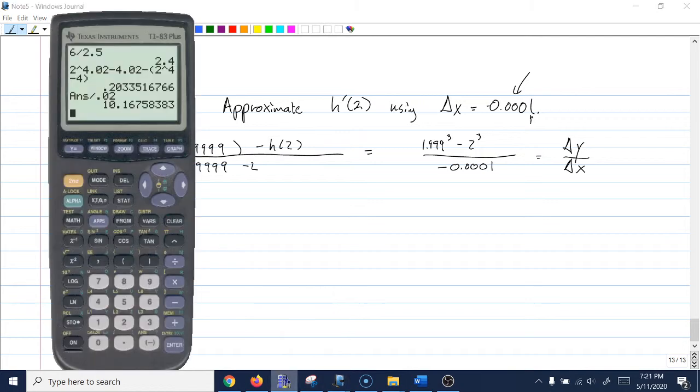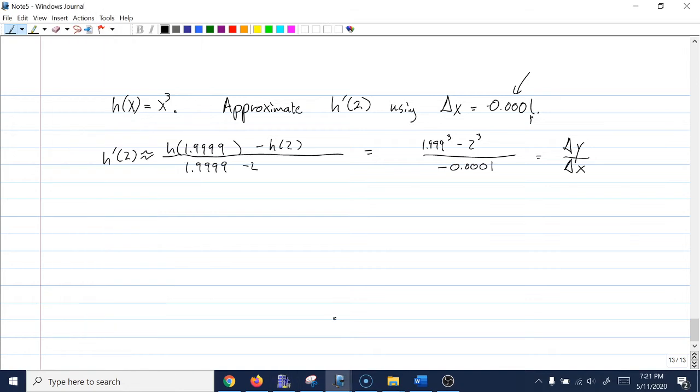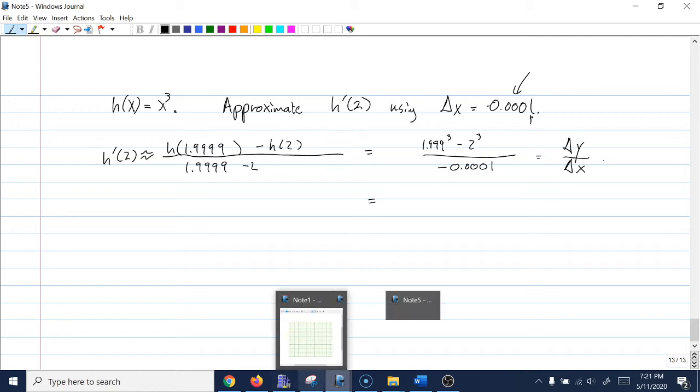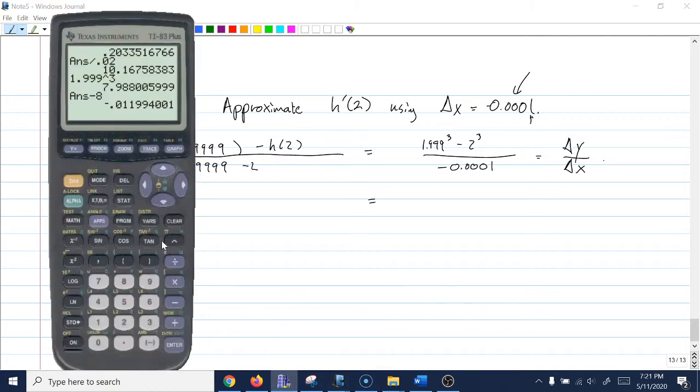I need my calculator for the top. Dear calculator, what is 1.9999 cubed? Something very close to 8. When I subtract the 8, I get negative 0.01199. Now I need to take that number and divide it by negative 0.0001.